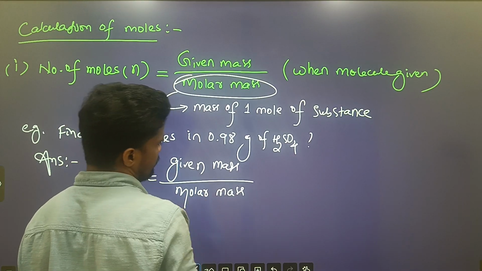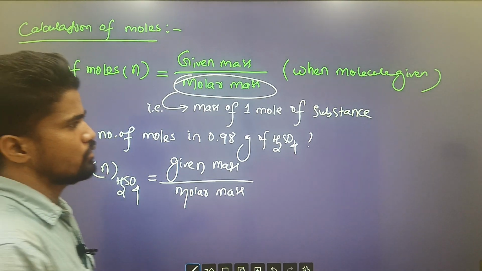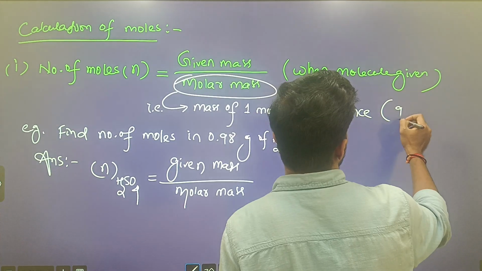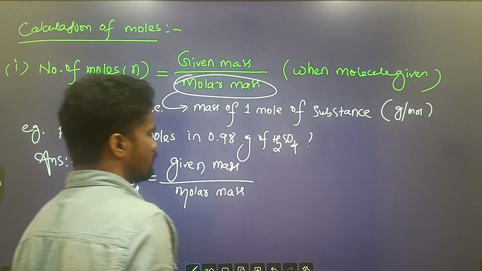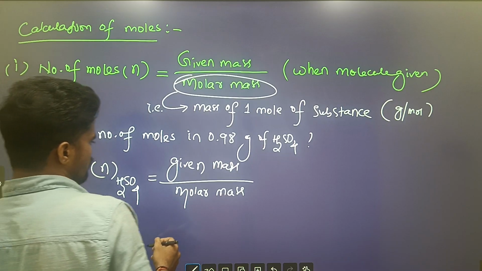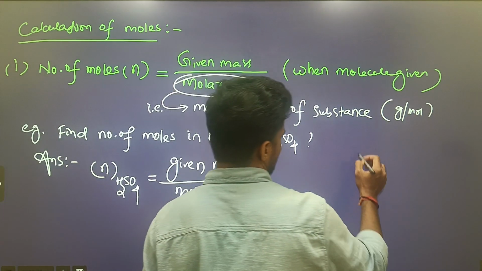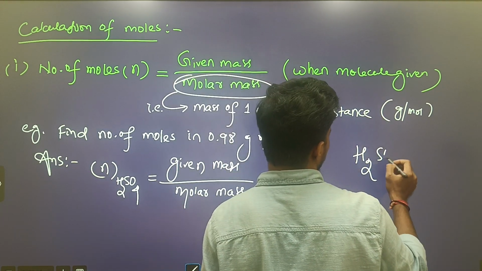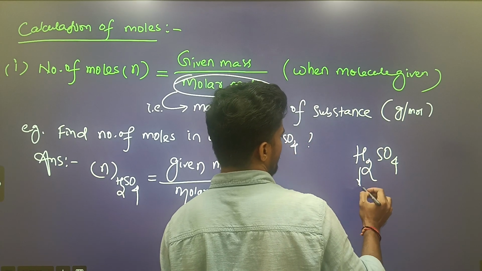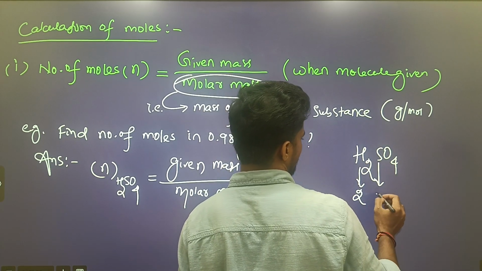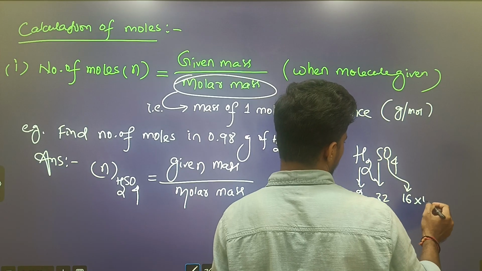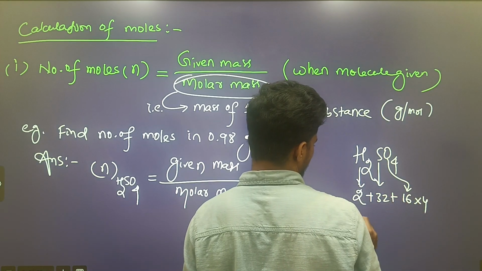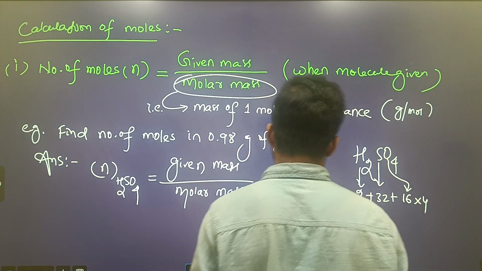What is the unit of molar mass? It is measured in gram per mole. So what is the molar mass of sulfuric acid? 2 hydrogen means 2, 1 sulfur has mass 32, and oxygen 16 into 4. We have to add, so it comes out to 98 gram.